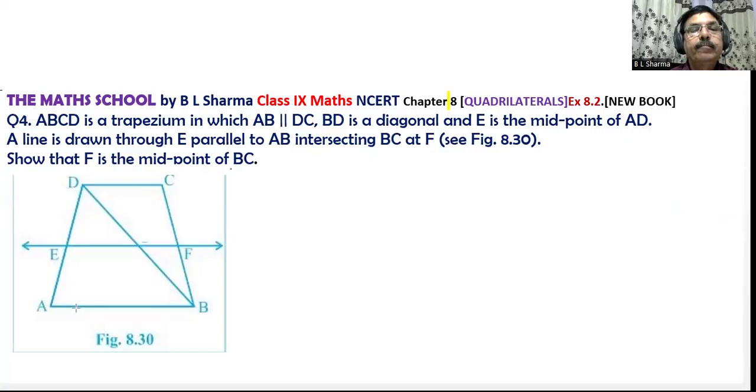ABCD is a trapezium. Trapezium means one pair of opposite sides is parallel, and it is given that E is midpoint of AD. Here these three sides are parallel. This, this and this. E is the midpoint of AD and this line is parallel, so we have to prove that F is the midpoint of BC.